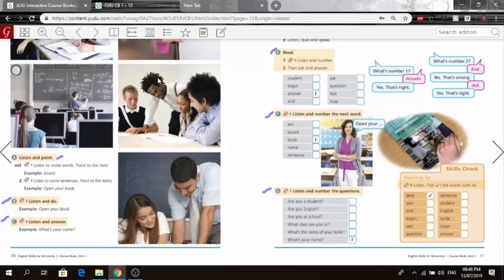Read the first sentence. Look at the board. Write your name. Okay? So, let's go back and review that. So, look at page 10. So, 10 will be number 2. Read the first sentence. So, sentence will be number 3. Look at the board. Board will be number 4. Write your name. Name will be number 5.